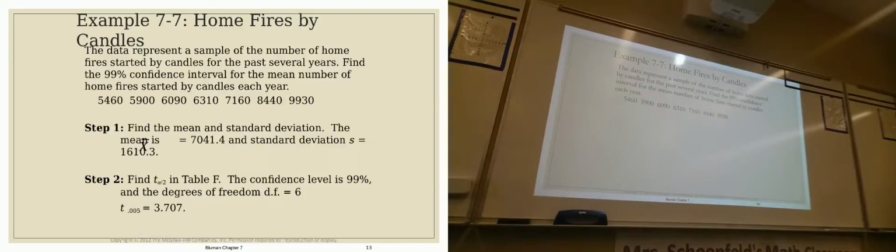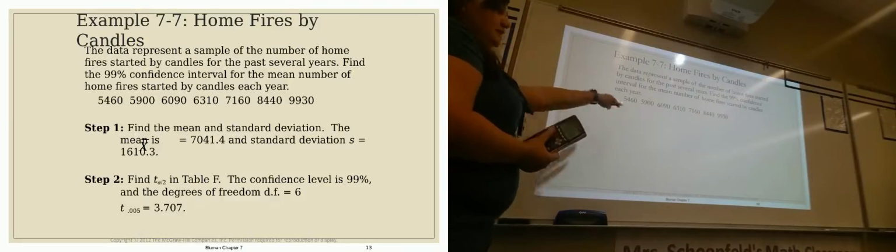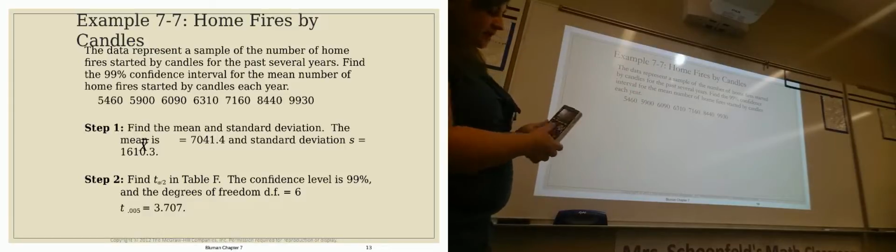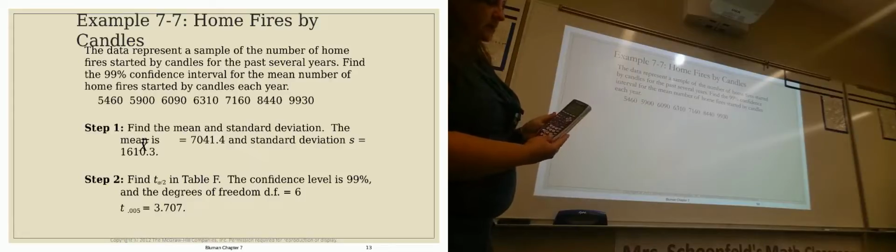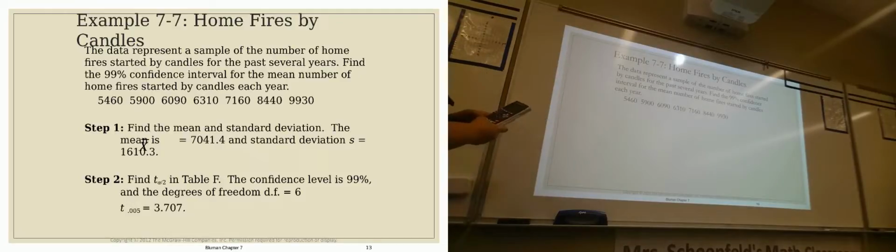So to find the mean, let's go over how to do it in your calculator as well. Let's pretend this was way more than just these numbers, like 30 pieces of data. I push my stat button, then edit. I want to clear my L1, so I go up to L1, come back down, cleared. Then I type in 5460, 5900, 6090, 6310, 7160, 8440, 9930. Quit out of that with second mode.